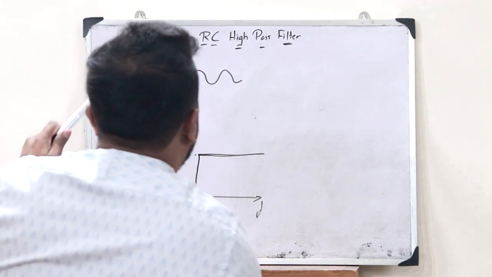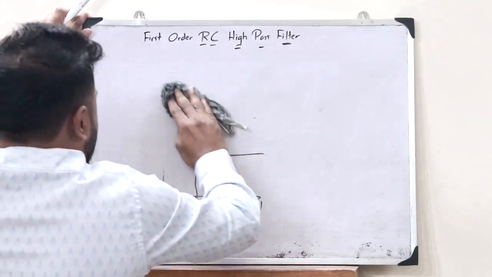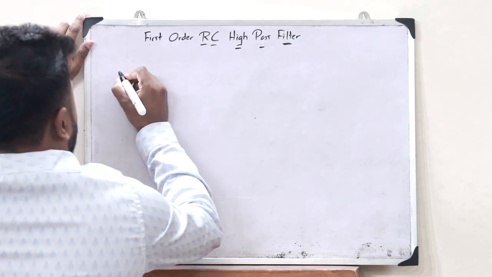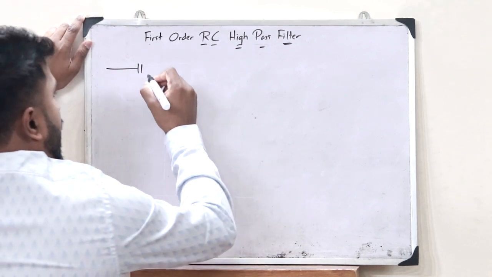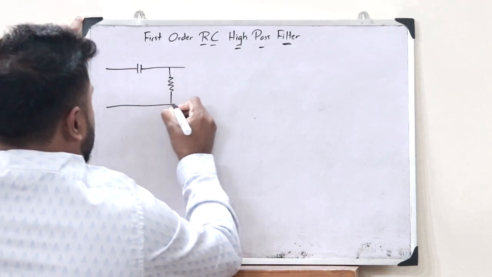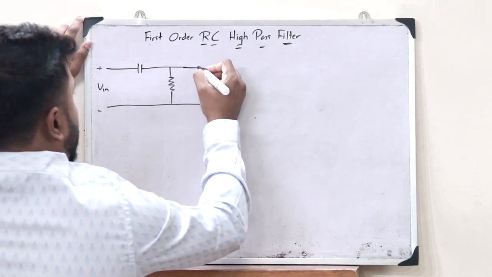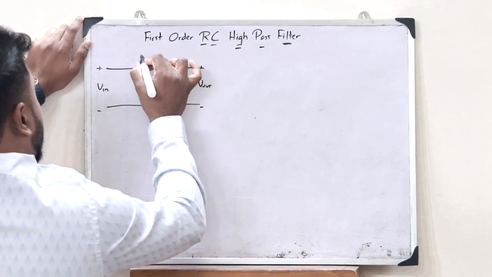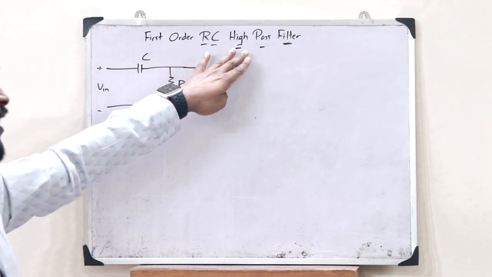Now let us construct a first-order RC high-pass filter, that is, a high-pass filter using a resistor and a capacitor. Here, a high-pass filter would look something like this. First, it would have a particular capacitor here, and then a particular resistor here like this. We give the input over here and obtain the output across this particular resistor R. If this is R and this is C, then this is what you refer to as a first order RC high pass filter.